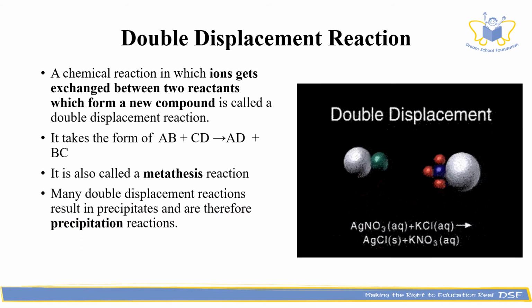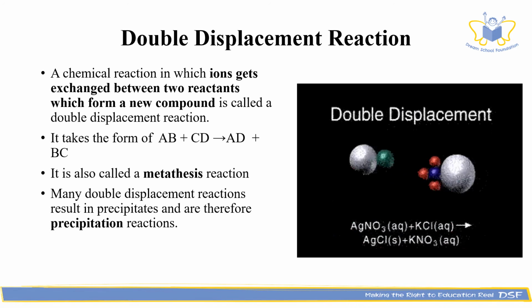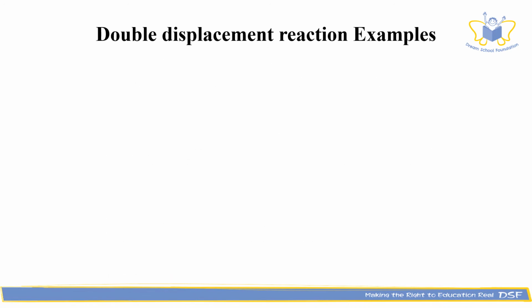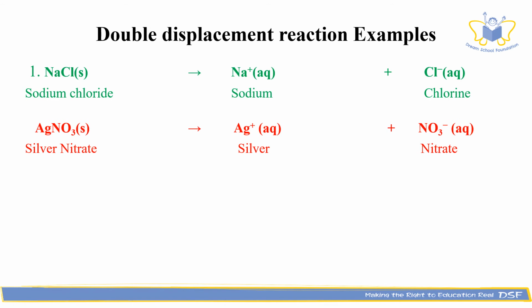Many double displacement reactions result in precipitates and are therefore also called precipitation reactions. We will look at some more examples later. The example for double displacement reaction: when sodium chloride is split into cation Na+ and anion Cl-, positive and negative ions, and similarly silver nitrate splits into Ag+ and NO3-. The cations exchange with the anions in the reaction and form NaNO3 and AgCl.